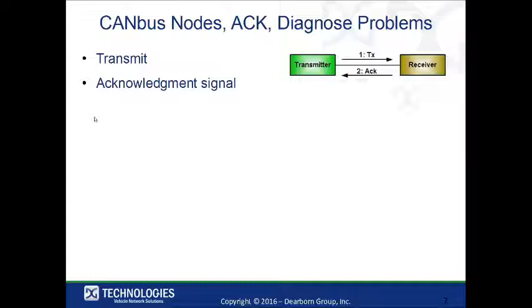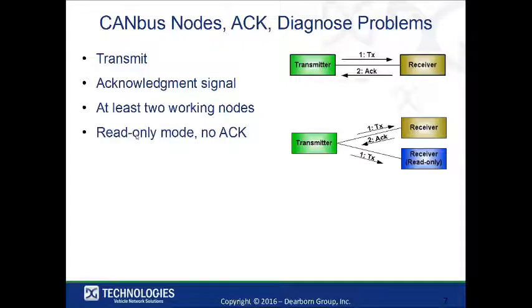You need at least two working nodes connected to a CANbus in order for the CANbus to work properly. If the receiver is not connected, the transmitter will not get an acknowledgement and it will not report that it is transmitting. Be aware that you can configure a receiver to be in receive read-only mode. In read-only mode, the receiver will listen to the CANbus messages, but it will not acknowledge. This is a useful property for diagnostics tools, for example, that want to connect up to the bus and listen to bus traffic without interfering with the bus at all.